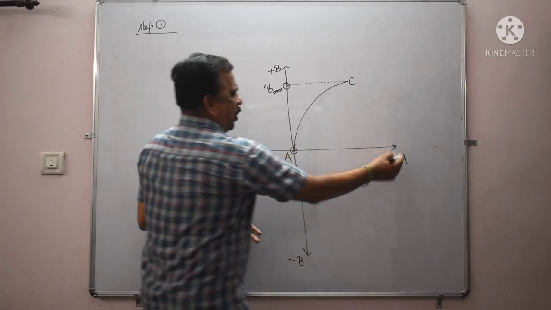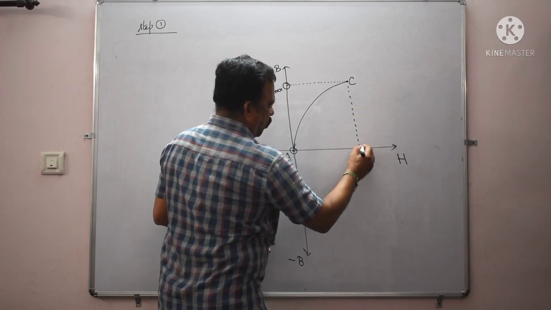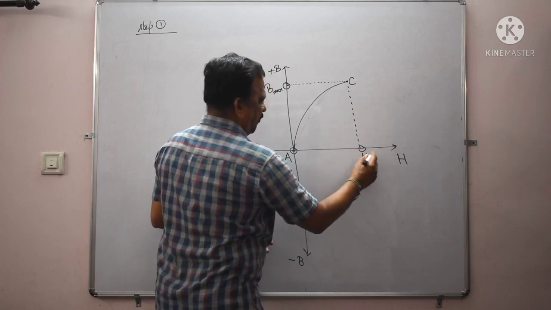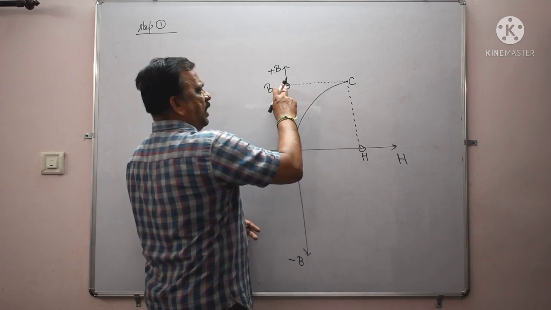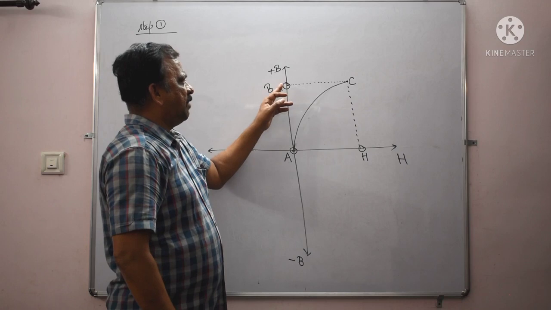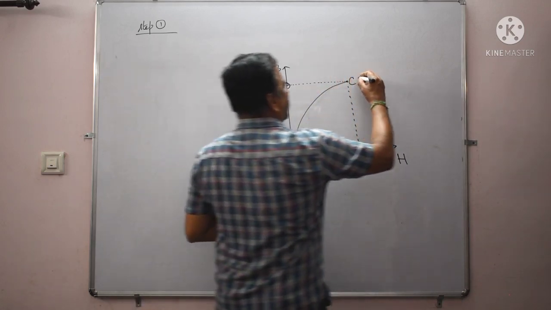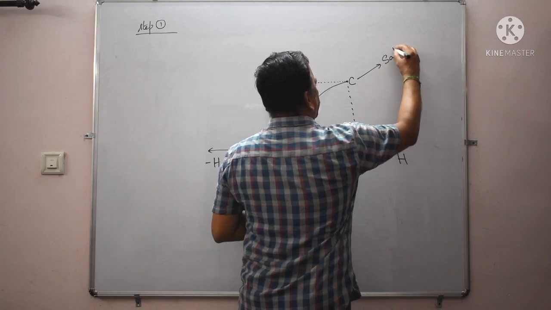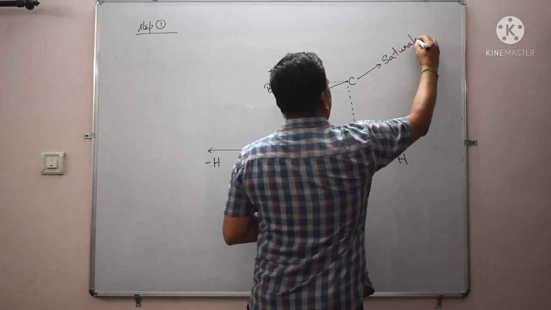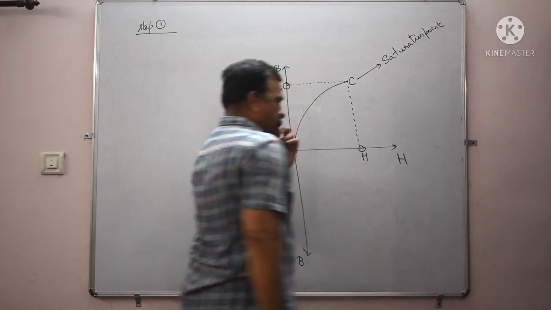So for one particular value of magnetizing field H, the magnetic field induced in the specimen reaches its maximum. This is the magnetic field value corresponding to the point C. So I'm going to call this point C the saturation point.